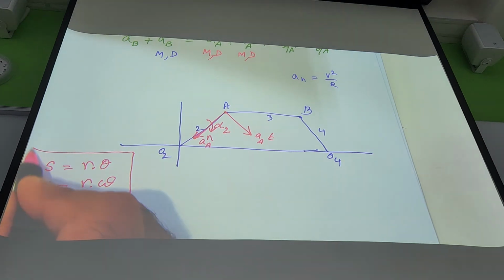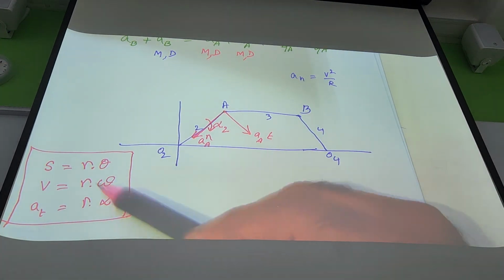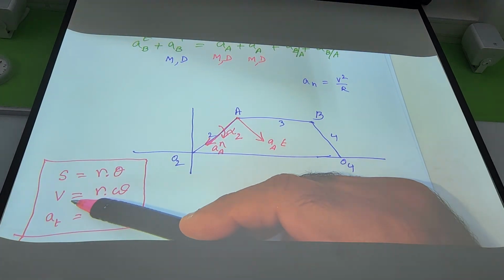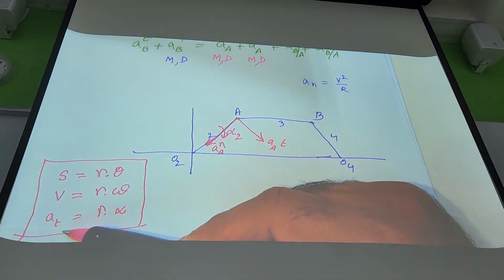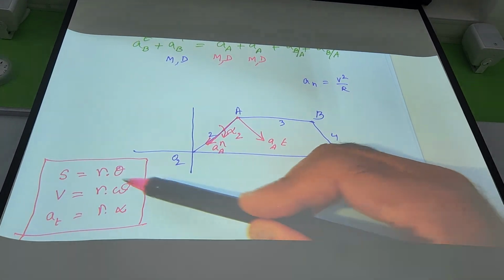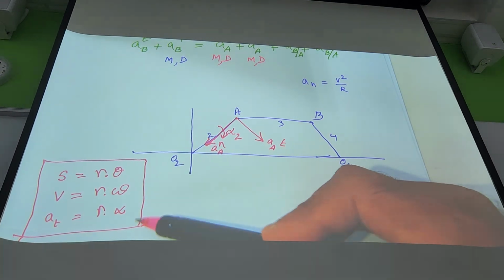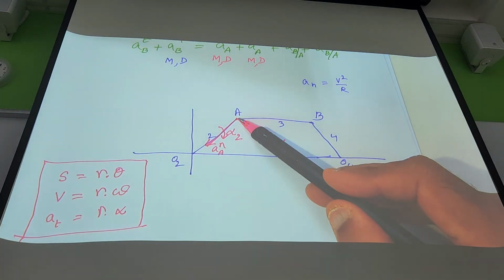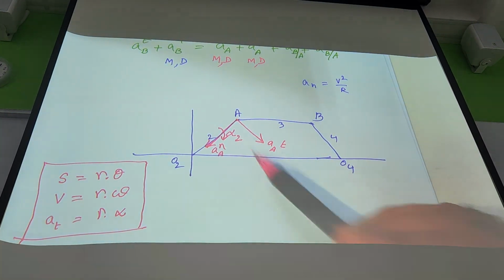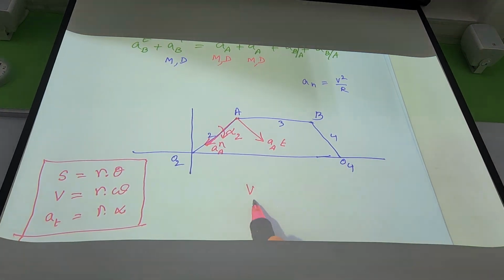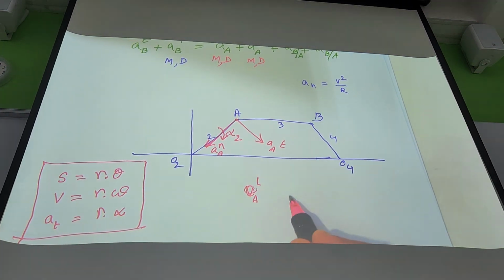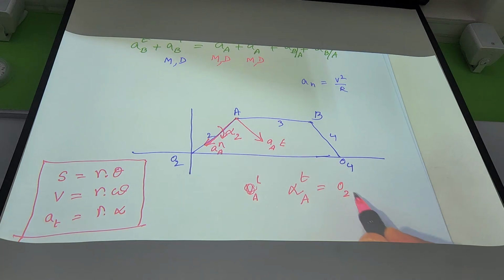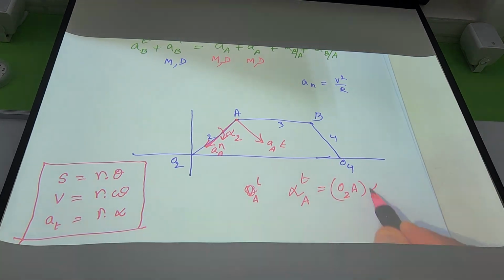You know these equations from your engineering dynamics. s is a linear variable, v is linear velocity, acceleration is linear. Theta is angular displacement, omega is angular velocity, alpha is angular acceleration. So for this point, because alpha 2 is given, the acceleration of A tangent will be O2A into alpha 2.